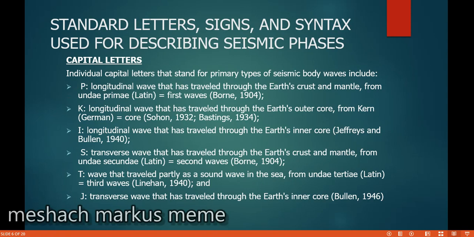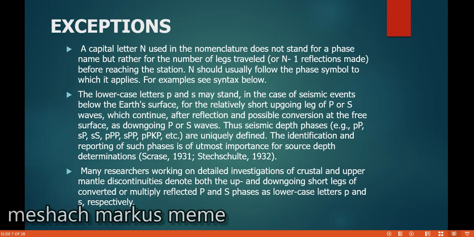And we have P, a longitudinal wave that travels through the earth's crust and mantle from underneath. Primi is a Latin word that means first wave, and so on. So all these are standard letters. When we go to the diagram, you will understand more of what I'm saying. We also have some exceptions, like the capital letter N used in the nomenclature, which does not stand for a name, but rather for the number of legs traveled, or N-1 reflections made before reaching the station. N should usually follow the first symbol to which it applies.